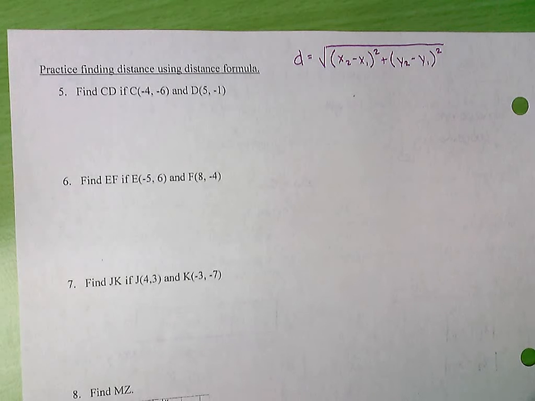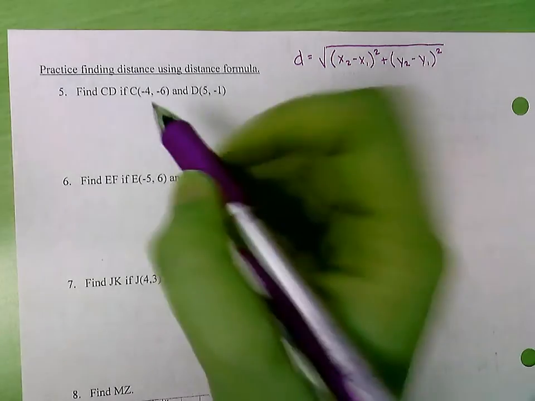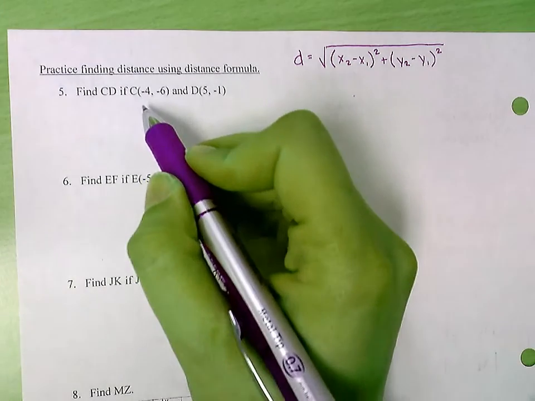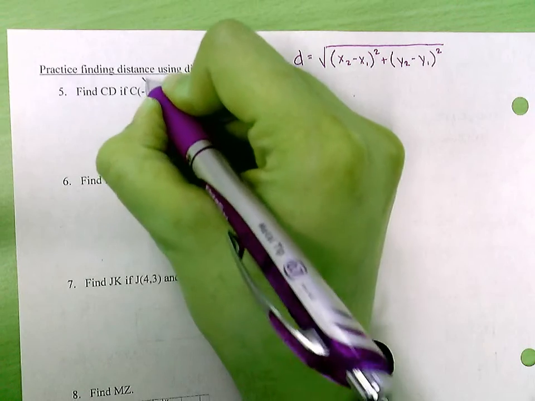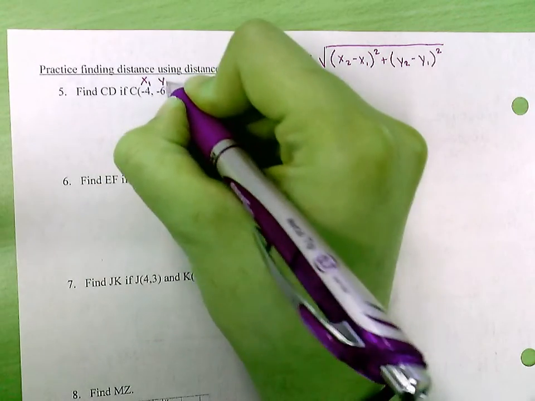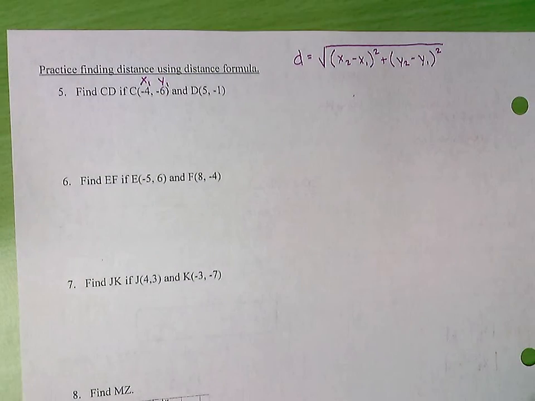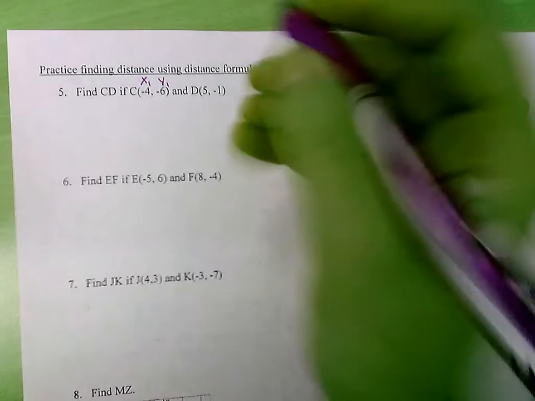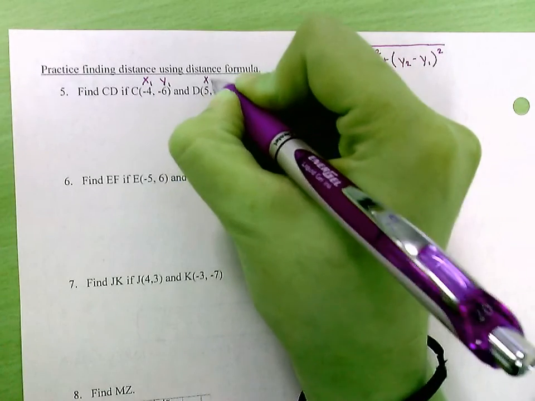So my first step when I solve a distance problem is to label my coordinates. So C is the first coordinate I have here, so I'm just going to label it x sub 1 and y sub 1. Okay, it is not x sub 1 and x sub 2. There is an x and y value in that coordinate. That's why it's x sub 1 and y sub 1. Okay, it is an x and y coordinate. That means point D I can label as x sub 2 and y sub 2.